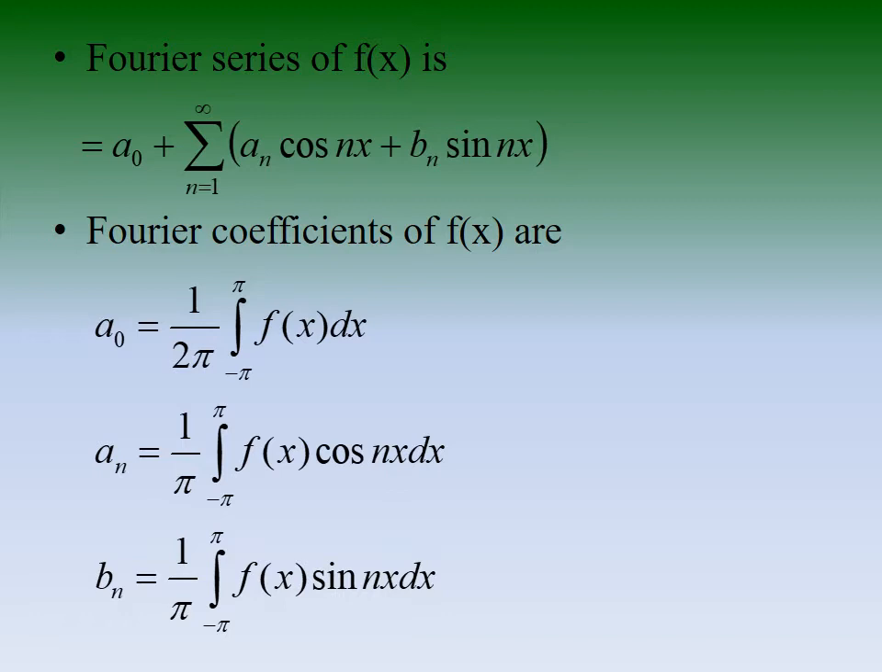That is, a naught is equal to 1 by 2 pi integral from minus pi to pi f of x dx. And a n is equal to 1 by pi integral from minus pi to pi f of x cos nx dx. And b n is equal to 1 by pi integral from minus pi to pi f of x sin nx dx.